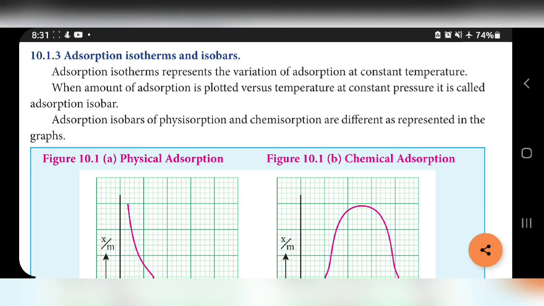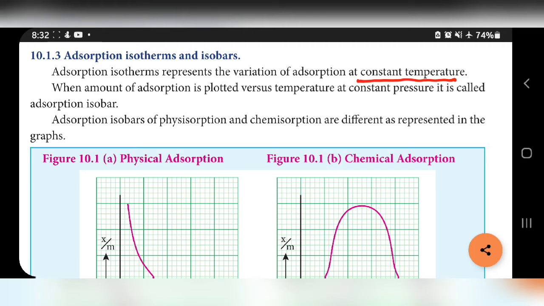Good morning, students. In this video, we are going to learn about adsorption isotherms and isobars. Adsorption isotherm represents the variation of adsorption at constant temperature. Iso means what? Same. Therm means temperature. Isotherm means at a constant temperature. So, at a constant temperature, how that adsorption varies, we are going to learn in adsorption isotherms.